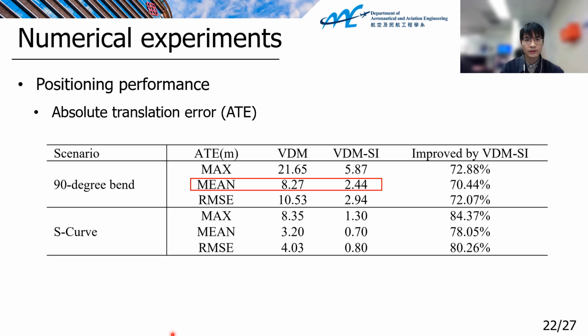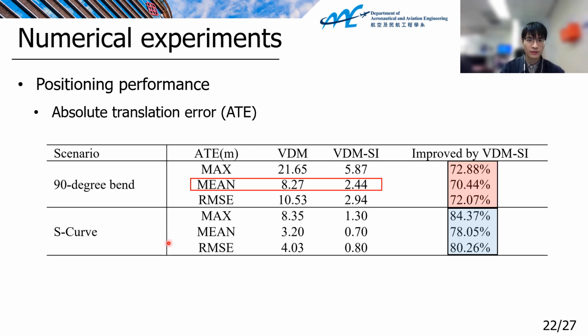We calculate the absolute translation error of VDM and VDM-SI in the two scenarios, and summarize the related statistics in the table below. In the 90-degree bend, the mean ATE of VDM is above 8, and the value of VDM-SI is around 2. The reduction of mean ATE is about 70%. Other statistics, including max ATE and RMSE ATE, show consistent improvement.